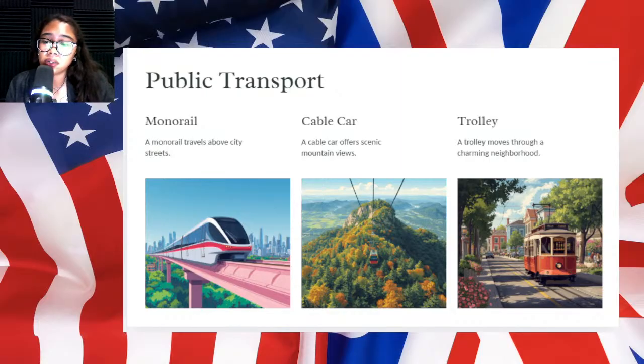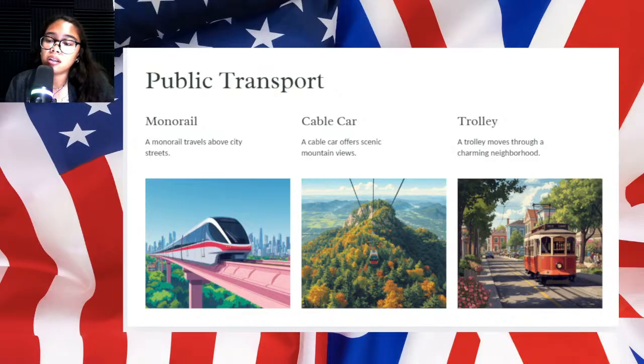As mentioned here, a monorail travels above city streets. Okay? So this is called elevated transport because the monorail moves high in the air on tall concrete pillars. So it never has to stop for traffic lights or cars. And it looks very futuristic and is often found in large modern cities or at big theme parks like Disney World. How does this work?